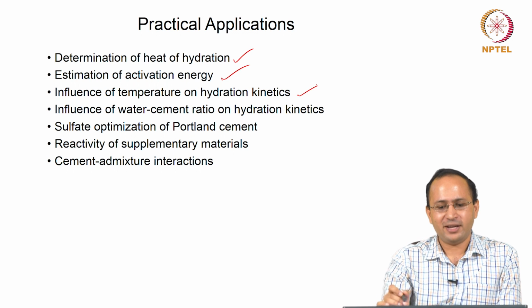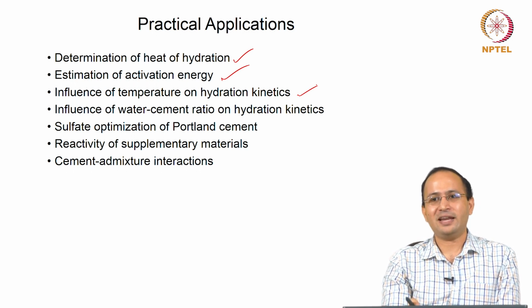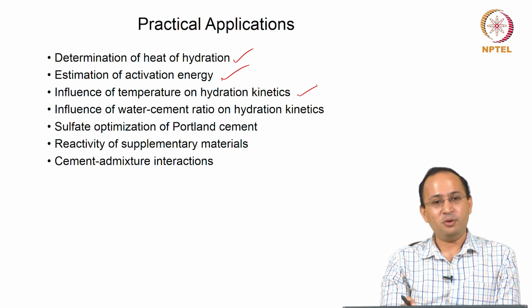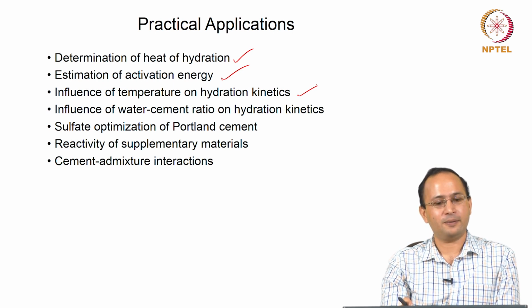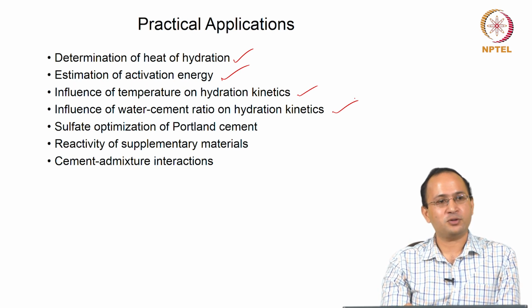Influence of temperature on hydration kinetics is very important. Suppose a reaction taking place at really low temperature, 5 degrees Celsius, is different from the reaction taking place at 30 degrees Celsius. So we want to understand how the temperature influences the kinetics. Also we can use it to understand the influence of water cement ratio. Simple example, you have low water cement ratio, high water cement ratio, you can use this technique to just see the effect of that.